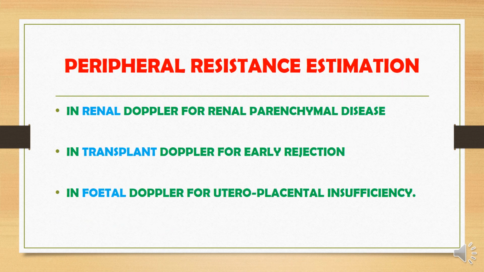Till now we have learned about the calculation of the percent of area stenosis in the arteries. Another important aspect of the Doppler is to study the peripheral resistance, which is used in cases of renal parenchymal disease. When you are doing a renal Doppler study, increased resistance in the peripheral arteries shows early renal parenchymal disease, which is also used in cases of renal transplant Doppler as a sign of early rejection. And vastly it is used in fetal Doppler studies for uteroplacental insufficiency.